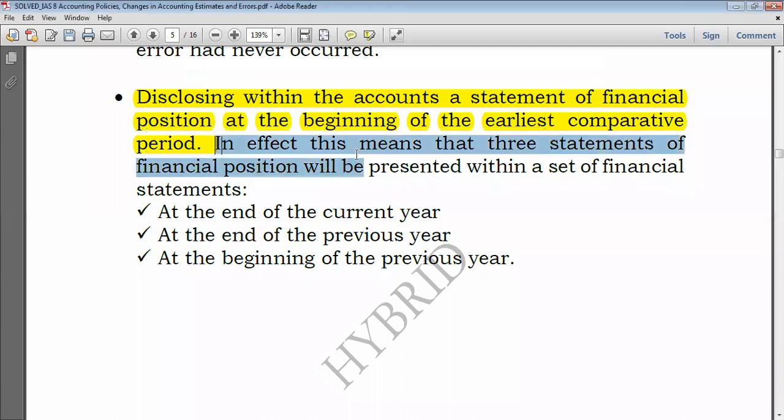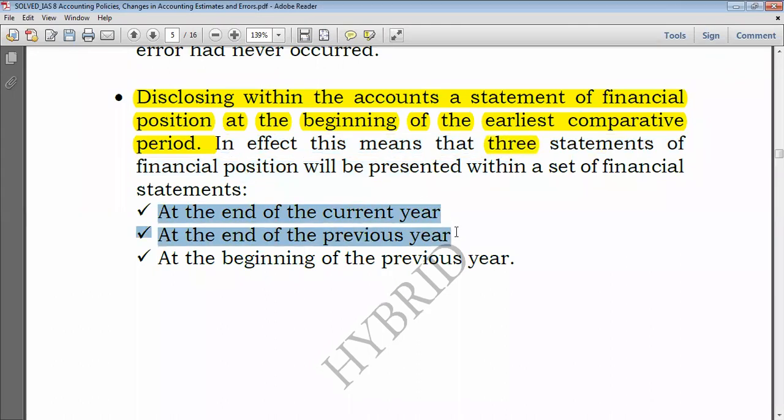And lastly, in effect, this means that the three statements of financial position will be presented within the set of financial statements, because normally we prepare just one comparative period, although you can prepare as many as you wish. And so if, let's say, you're preparing for 2021, you would prepare for 2021 and 2020. Now, preparing the beginning of the period, you also have to go back to 2019. So you have 2021, 2020, as well as 2019, giving you three statements of financial position. So we say at the end of the current year, which is normal, at the end of the previous year for comparability, but also at the beginning of the previous year, just like this.